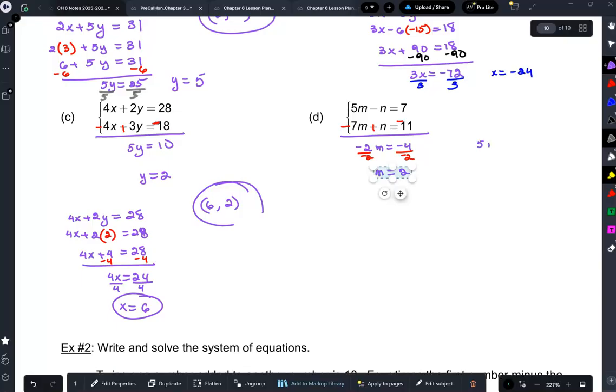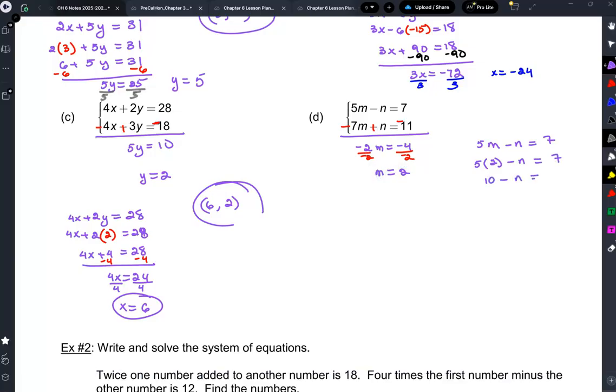So now let's use the first one. 5m minus n is equal to 7. 5 times 2 minus n is equal to 7. 10 minus n is equal to 7. Okay, now what do I do? Subtract 10. Okay, when I subtract 10, what am I left with here? Negative n is equal to negative 3. Divide by minus 1, n is equal to 3. So I have 2 and 3. Okay?